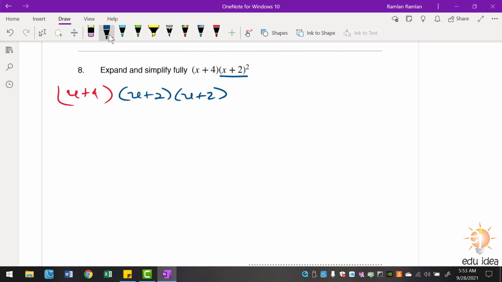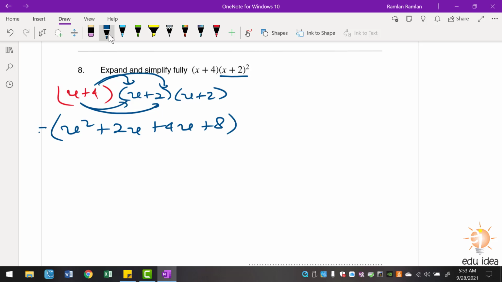We have x times x, which is x squared, and then x times 2, which is plus 2x, and then 4 times x is plus 4x, and the last one is 4 times 2, which is equal to 8. Again, don't forget to put the bracket and equal sign, and then the (x + 2) doesn't change. We do the same thing again because we have these two like terms with the same exact variable, x, and 2x plus 4x is equal to 6x.